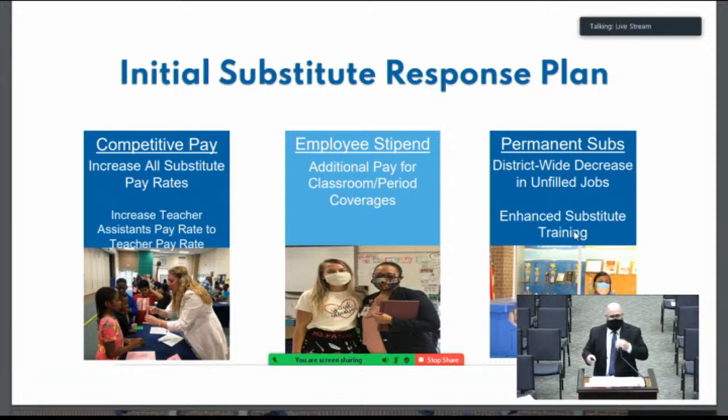So in summary, competitive pay for our substitutes, an employee stipend to recognize those folks who do have to step into classrooms during their planning period or throughout the day, and then create these permanent sub jobs. Right now, we have about 32 schools that would be eligible immediately. We have about 12 schools that are confidently over that 70% mark for right now.